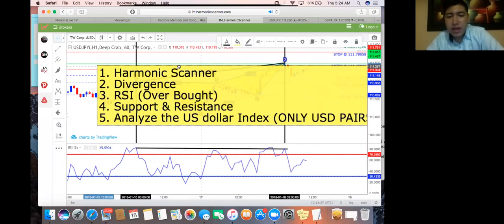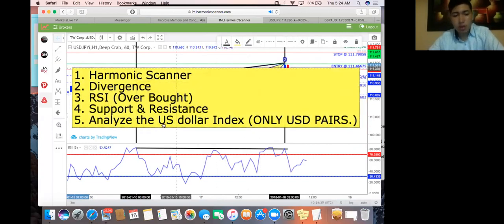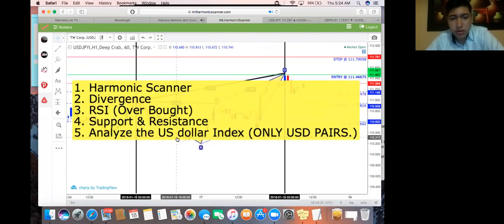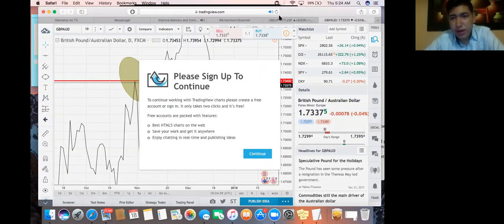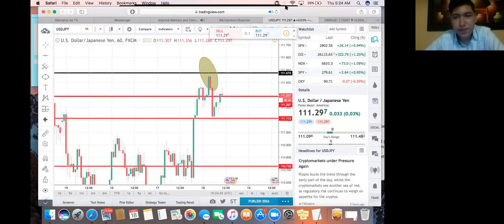What do I mean with analyzing the US dollar index? Real simple. I'm trading against the dollar, right? The US dollar versus the Japanese yen. If I search for the US dollar, let me go ahead and search it right here. Now let me just open a new tab and refresh.